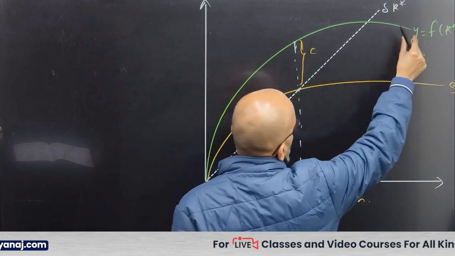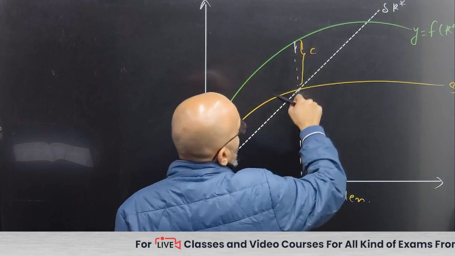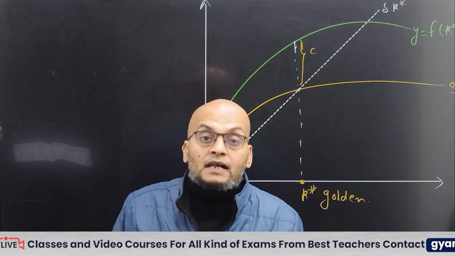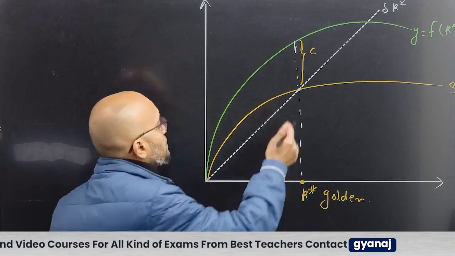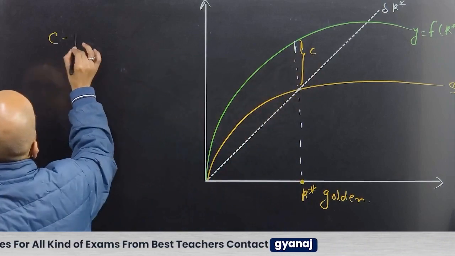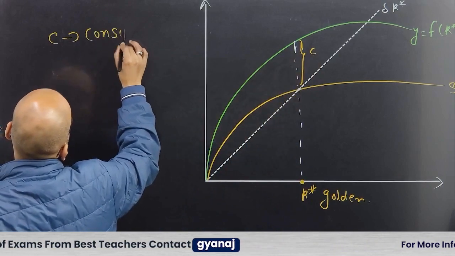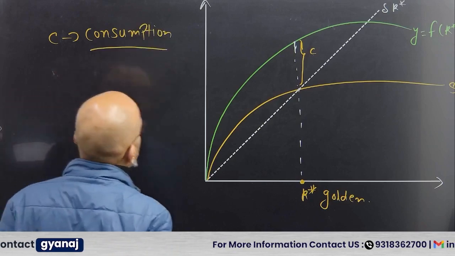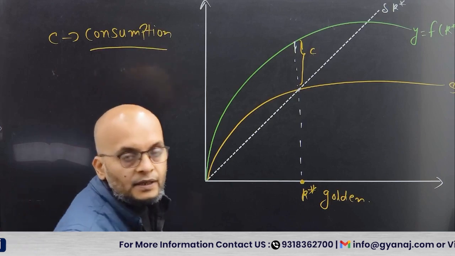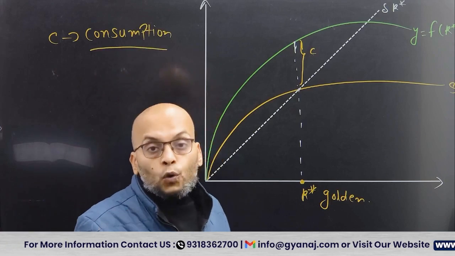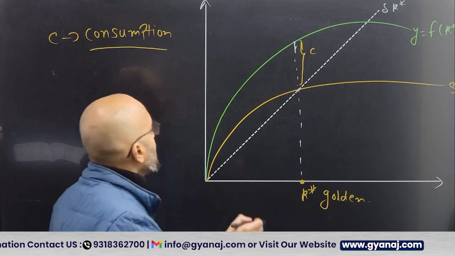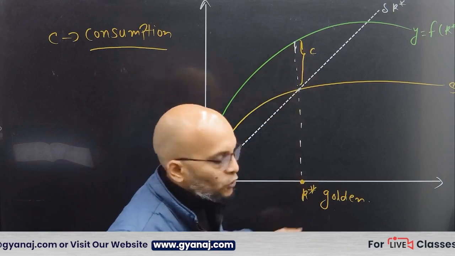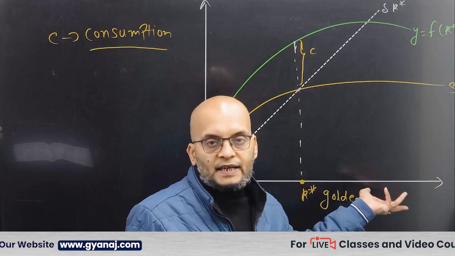Now please see the point where the difference between the output, or you can call it income, and savings is maximum. That means consumption is maximum. This C here, it is representing consumption. Okay. So the point of maximum consumption is actually our golden rule steady state. Fine. See, if we plot it downwards, we get K star golden because along the x-axis we are taking the capital.